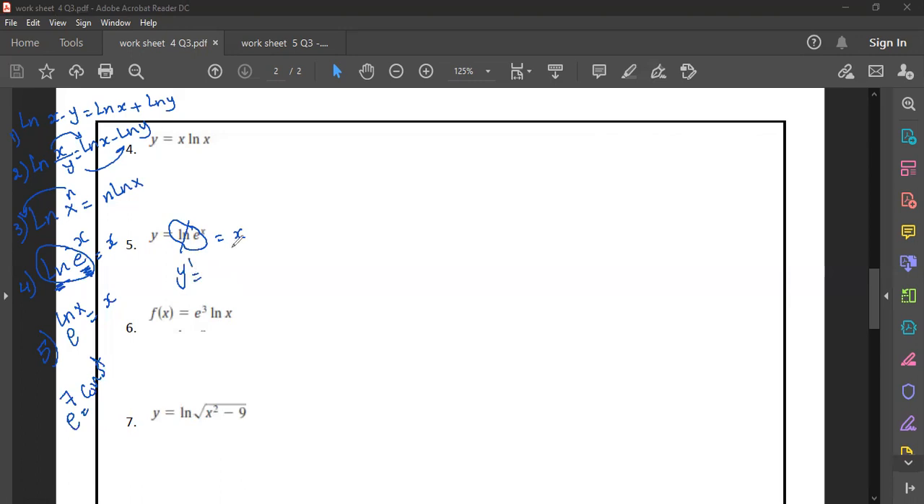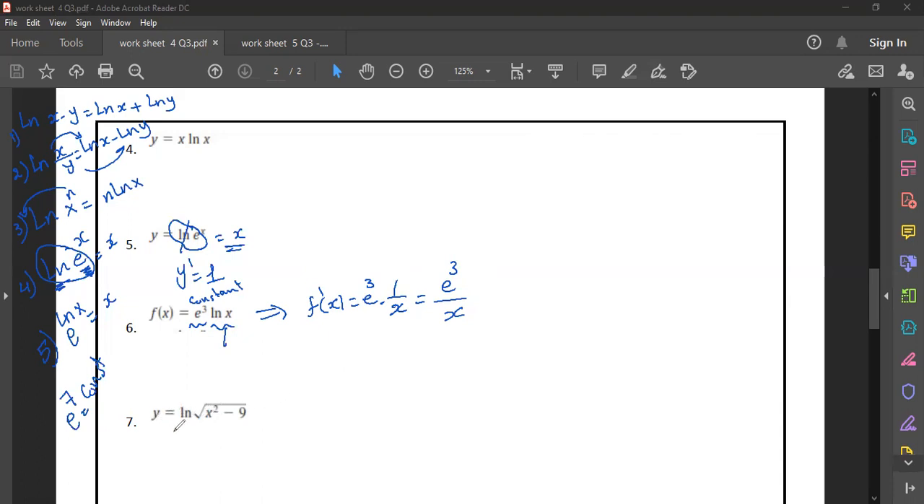The derivative of this function will be 1. I think it's trivial. Here, as you see, e to the power 3, that is a constant. So to find the derivative of this function, it will be this constant multiplied by the derivative of the natural logarithmic function, which is 1 over x. So it will be e to the power 3 over x. Trivial. Okay.